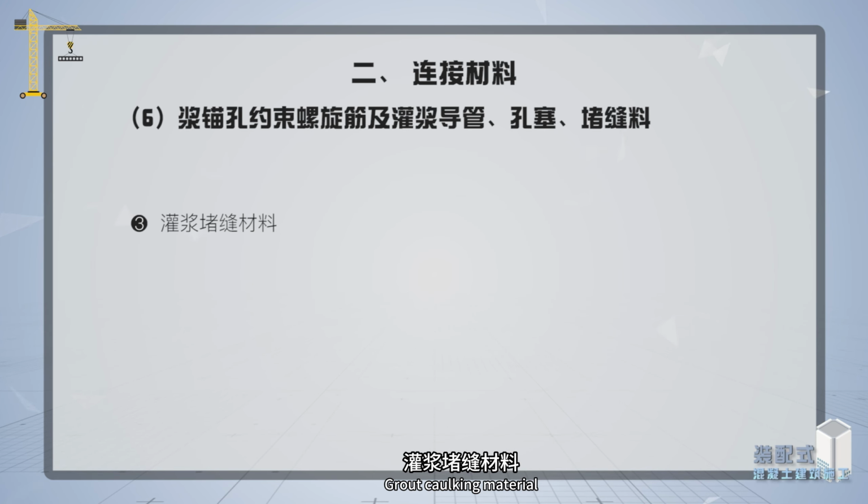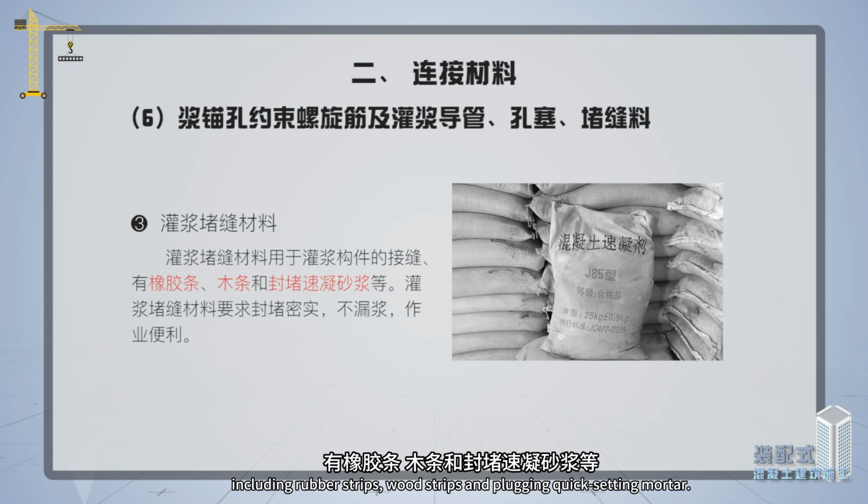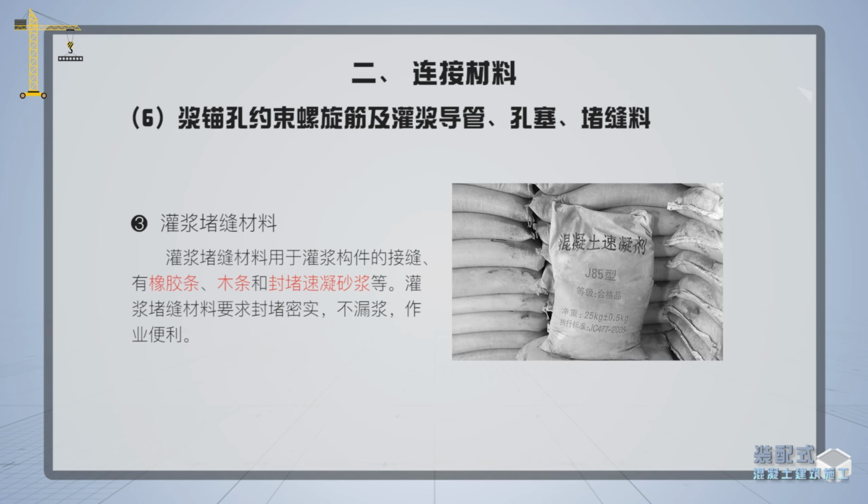Grout caulking material. Grouting and caulking materials are used for the joints of grouting components, including rubber strips, wood strips, and plug-in quick-setting mortar. The grouting caulking material requires tight sealing, no leakage of grout, and convenient operation.